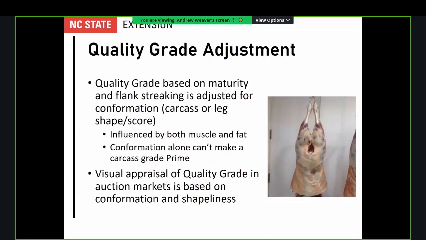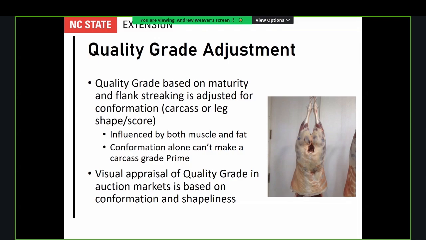One of the unique things about lamb is that we take that quality grade determined by the chart on the last slide, and then we adjust that based on conformation score. So we take that leg score, that conformation that we talked about before, that indicator of muscling, and we adjust that quality grade. We can move that grade up, maybe up a third, down a third, based on that conformation.